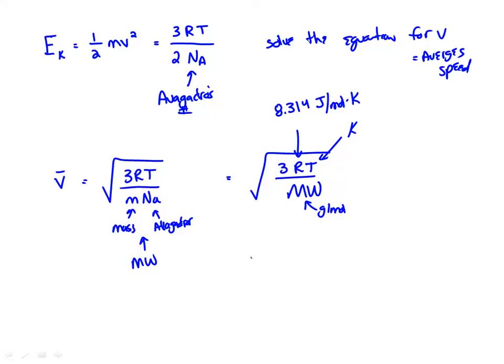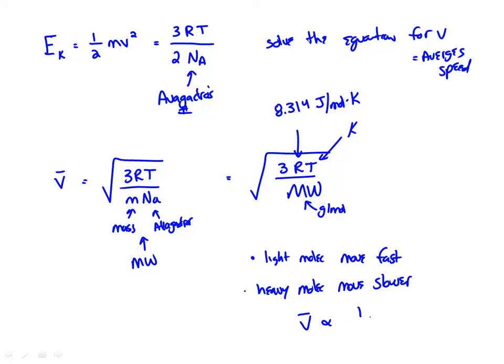And what this simply says then is a couple simple things: that light molecules move fast, heavy molecules move slower. Or what that's saying is that the average speed, I should say, not velocity, the average speed of those molecules is simply inversely proportional to the molecular weight of it. So inversely proportional.